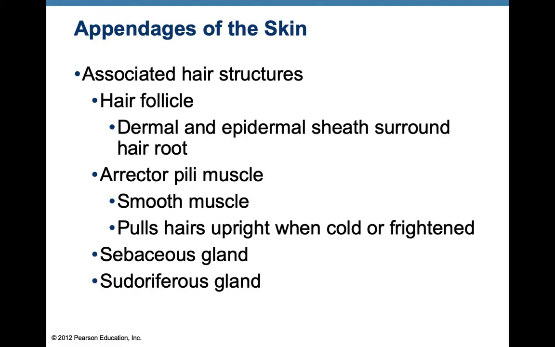With the hair follicle, you have a dermal and epidermal sheath around the root. You do have an erector pili muscle, and that is smooth muscle. Its job is to pull the hair upright when you're cold or frigid. You have sebaceous glands and sudoriferous glands.